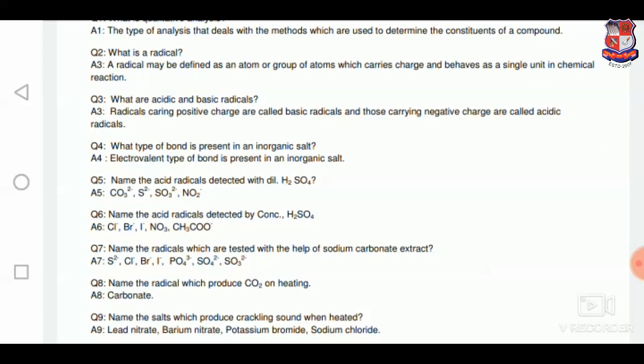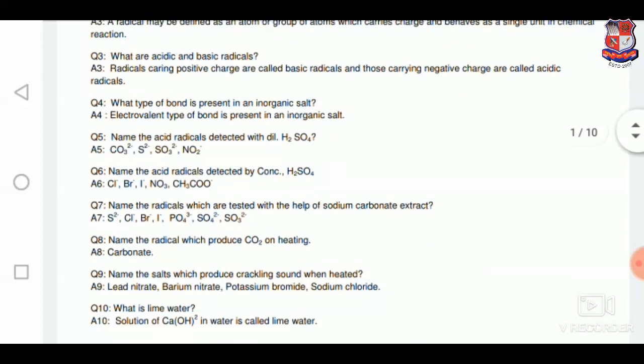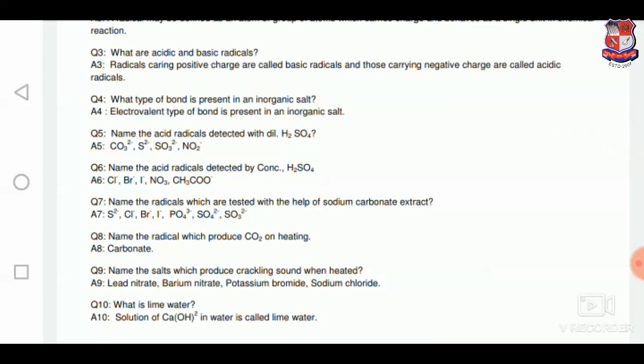What are acidic and basic radicals? The answer may be: the radicals carrying positive charge are called basic radicals, and those carrying negative charge are called acidic radicals. What type of bond is present in an inorganic salt? Electrovalent type of bond is present in an inorganic salt.